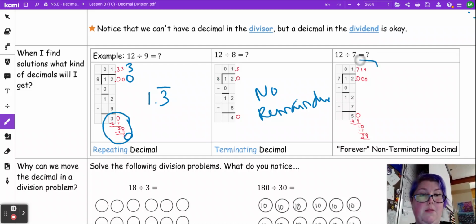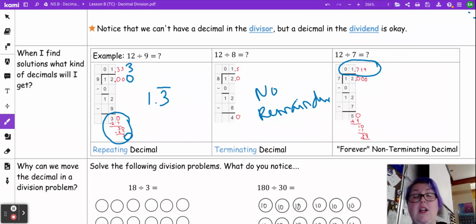You'll notice up here, the repeating and the non-terminating are different because in the non-terminating, you get different numbers. Again, kind of like pi versus the repeating where you're always going to get that same number. 12 divided by 9 is always going to give 3. Whatever place value you choose for the decimal, you're always going to have that 3. 12 divided by 7, you're going to get different numbers, but you could keep doing the division for hours.